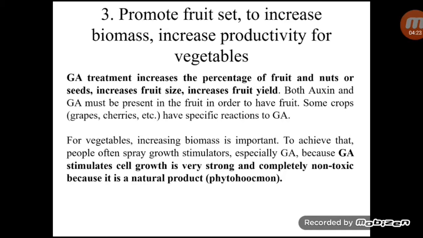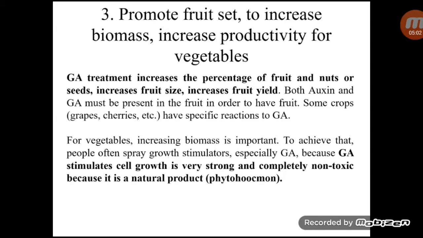Okay, so the third function is that it promotes fruit set, increases biomass, and increases the productivity of vegetables. GA treatment increases the percentage of fruit and nuts or seeds, increases fruit size, increases fruit yield. Both auxin and GA must be present in the fruit in order to have fruit. Some crops, like grapes, cherries, have specific reactions to GA. For vegetables, increasing biomass is important.